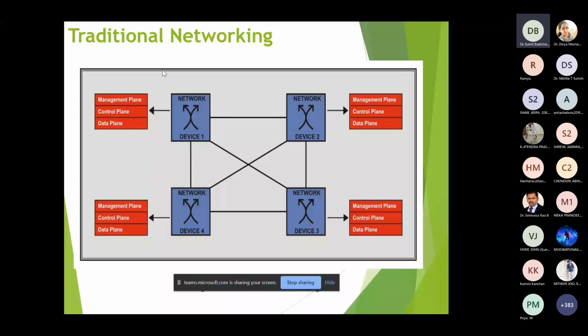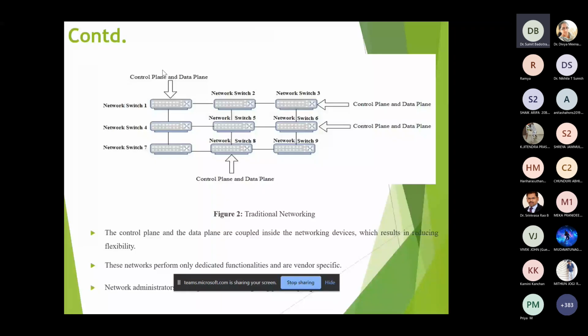Previously, the management plane, control plane, as well as data plane, all comprised inside your networking devices only. So that was the cause of disadvantages and various obstacles. The control plane and data plane are coupled inside the proprietary hardware, which reduces the flexibility, and they are good to perform dedicated functions only. For example, if I purchase one firewall which works on layer 7, I cannot make that firewall work on layer 4. Why? Because that is dedicated and vendor specific.